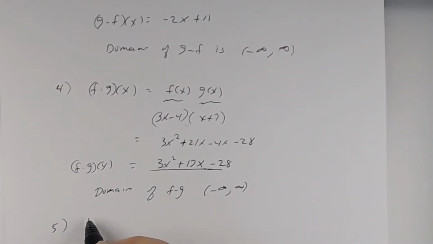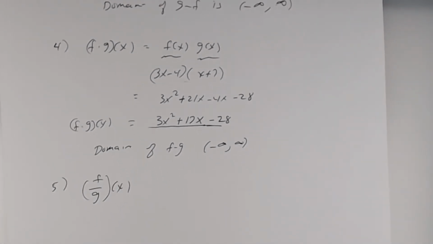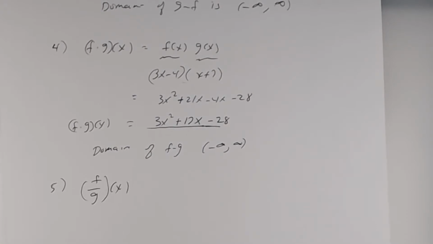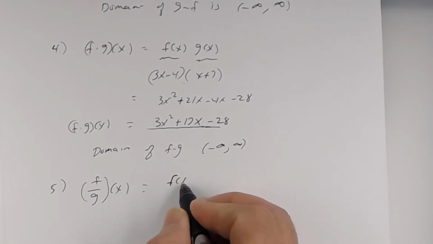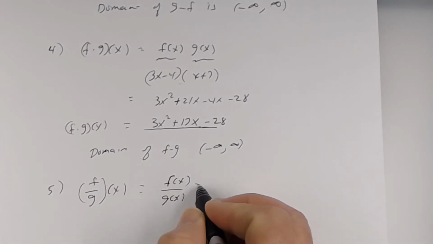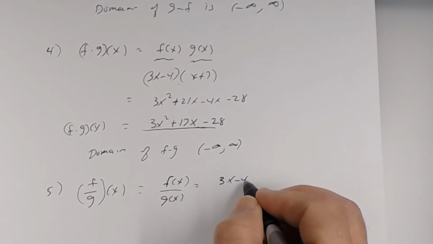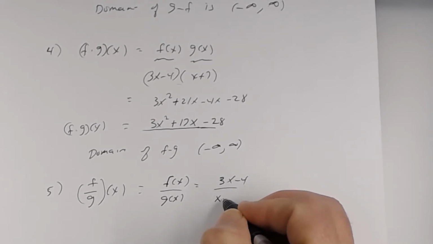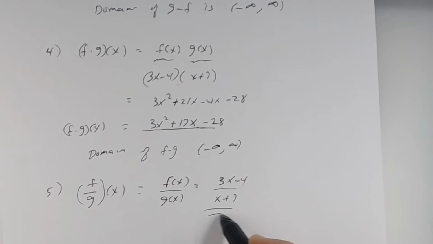Let's do division. F divided by g at x. All right, well, by definition, what does that equal? F of x divided by g of x. What's f of x? 3x minus 4. What's g of x? X plus 7. And that's all you can do. You're done. There's your answer. You can't do anything else. You can't factor and reduce like you did last semester. Okay? So that's your answer right here.